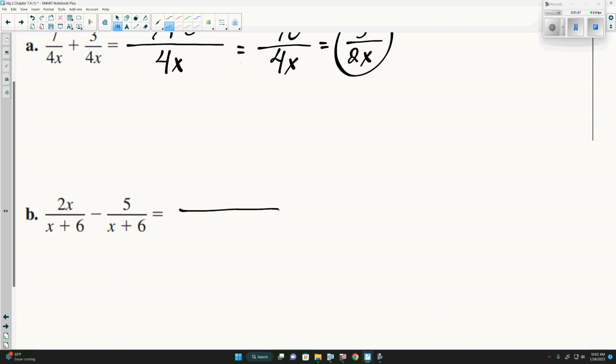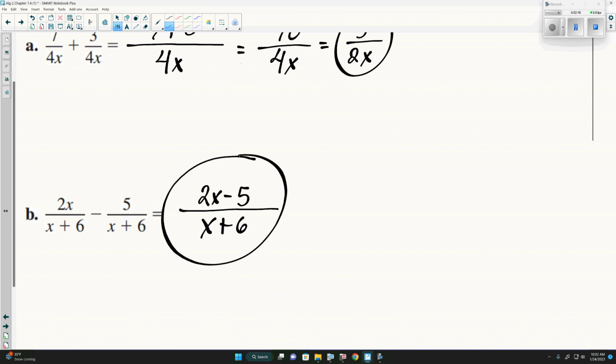So on this next one here, 2x over x plus 6 minus 5 over x plus 6. The denominators are the same, x plus 6. So we subtract the numerators. Can we subtract 5 from 2x? No, they're not like terms. Is there a greatest common factor between 2x and 5? No. So there's no way we can factor it. There's no way we can have like terms on top and bottom. So that's as simplified as it gets. Questions on this so far?